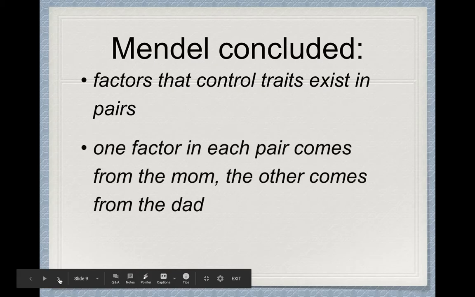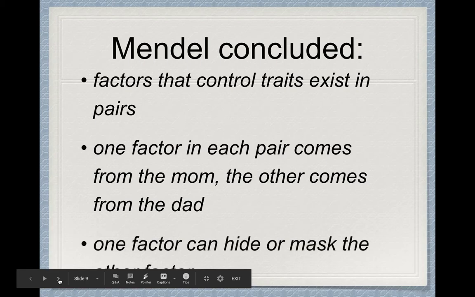Another conclusion he came up with was that of these two factors, one of them is contributed by the mother, and the other is contributed by the father. So a pea plant that is tall is going to have two factors for height. One of those factors is going to come from the mother plant. That seems kind of weird. And the other factor is going to come from the father plant.